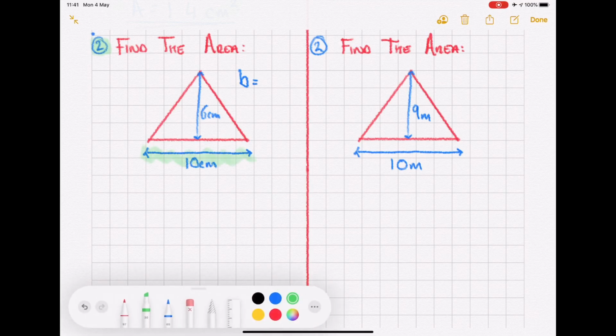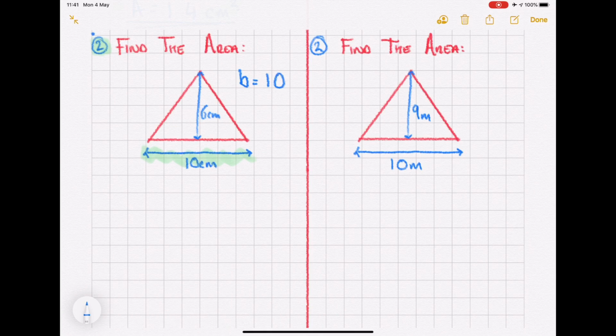So first things first, let's find our base. Our base is this length here. So our base is going to be 10 centimetres. And now we said our height is perpendicular to our base, so our height is going to be 6 centimetres. Now our next step is to write out our equation, our formula. So area equals base times by height divided by 2.